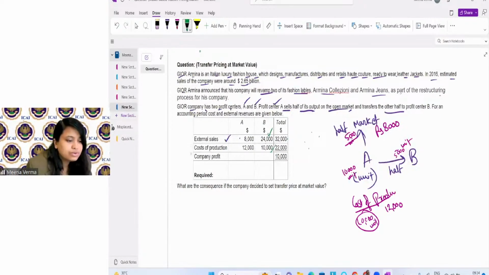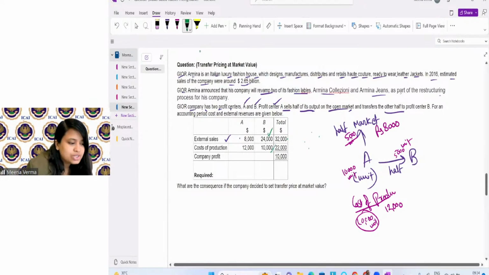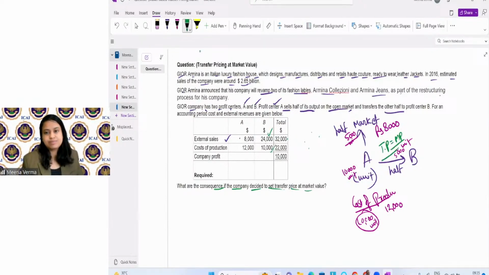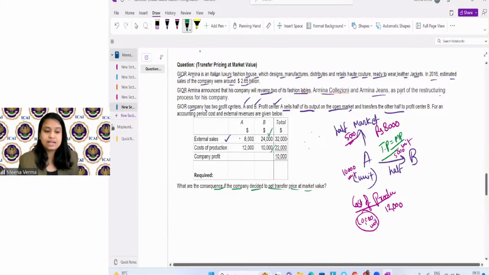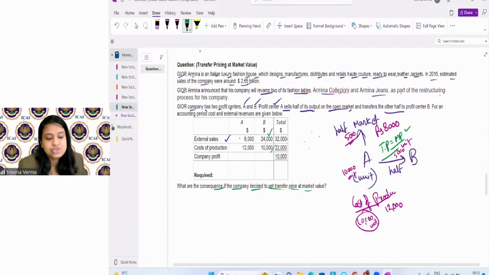Okay. So total sale is given. And now the question is: what are the consequences if the company decided to set the transfer price at market price? So what is happening here? They are setting the transfer price as market price. What are the consequences? If you ask me, ma'am, what are the consequences if they have decided the transfer price as market price? I will say it is not good for division A.